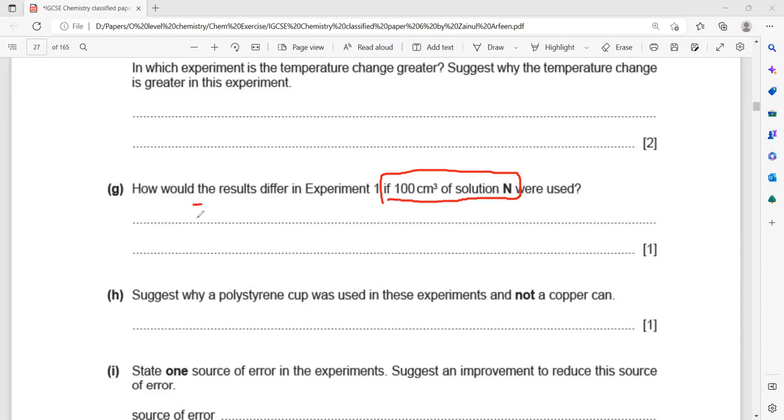As 50 cm cube and 100 cm cube, what is the relation between volume and the temperature change? The volume and temperature change are inverse. From the burette, we are adding an acid, and we are adding the same amount of acid. So the temperature change will be half, because if we double the volume, as you can see here, what happened.